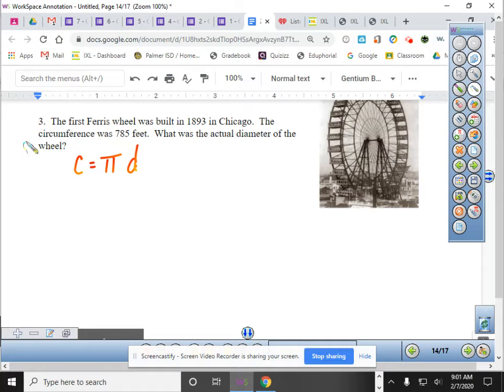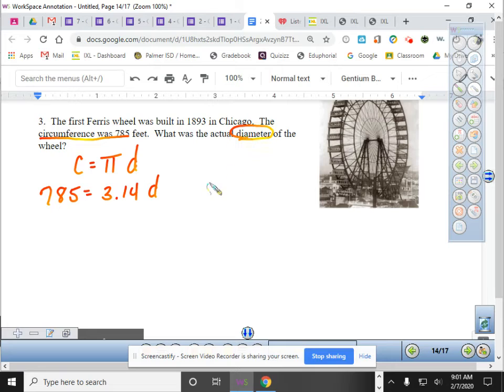Remember, what do they give you? The circumference. What was it? 785. What do we use for pi? 3.14, times d, diameter. What is it asking you for? The diameter. So we don't have to cut it in half. What are we gonna do? You're gonna divide by 3.14 on both sides. And I know you think you should be able to use 3, but you can't.